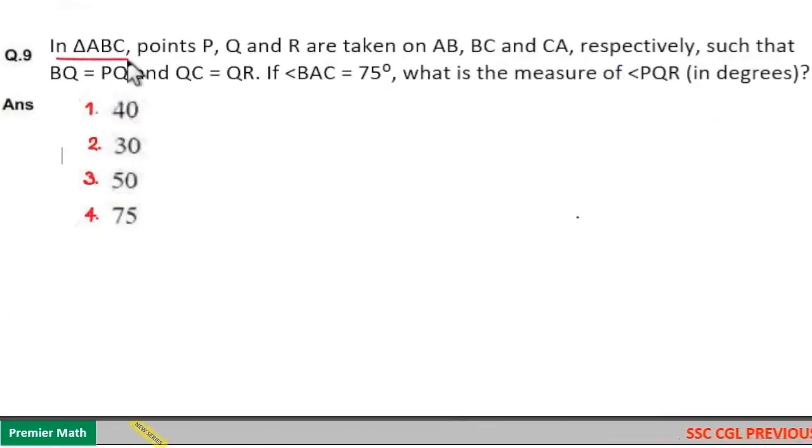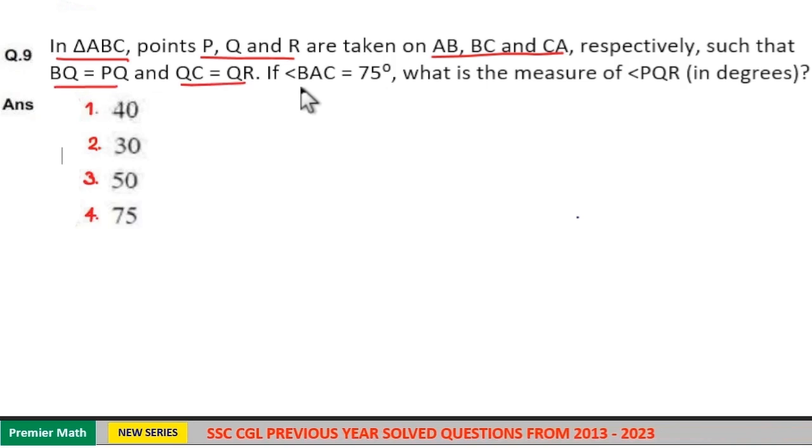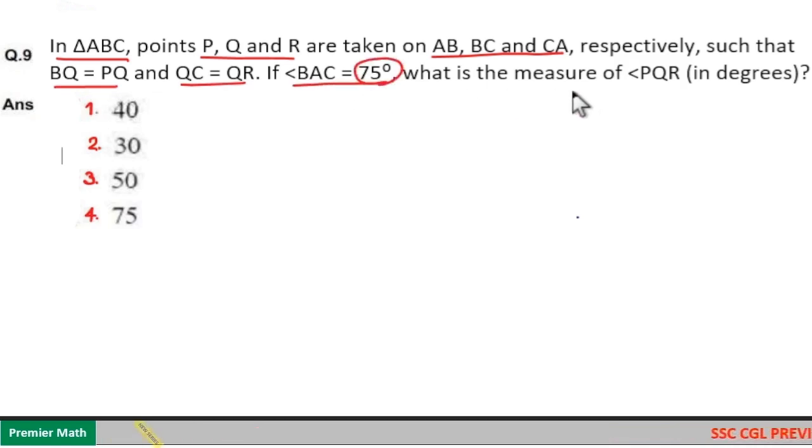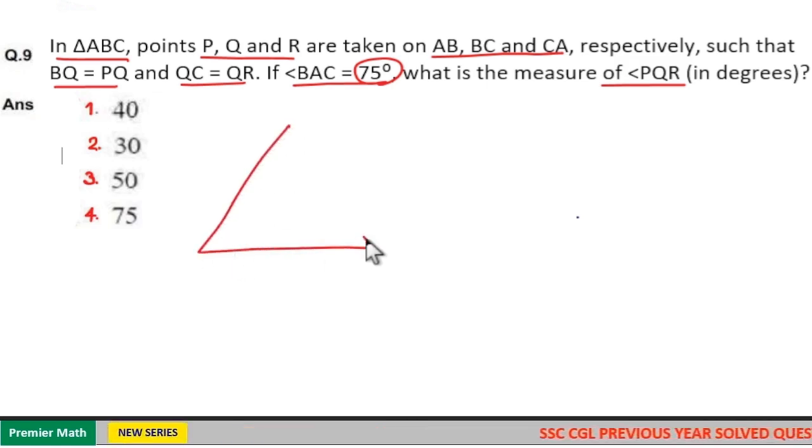In a triangle ABC, points P, Q and R are taken on AB, BC and CA, such that BQ is PQ and QC is QR. If angle BAC is 75 degree, what is the measure of angle PQR? Here, this is the triangle ABC.